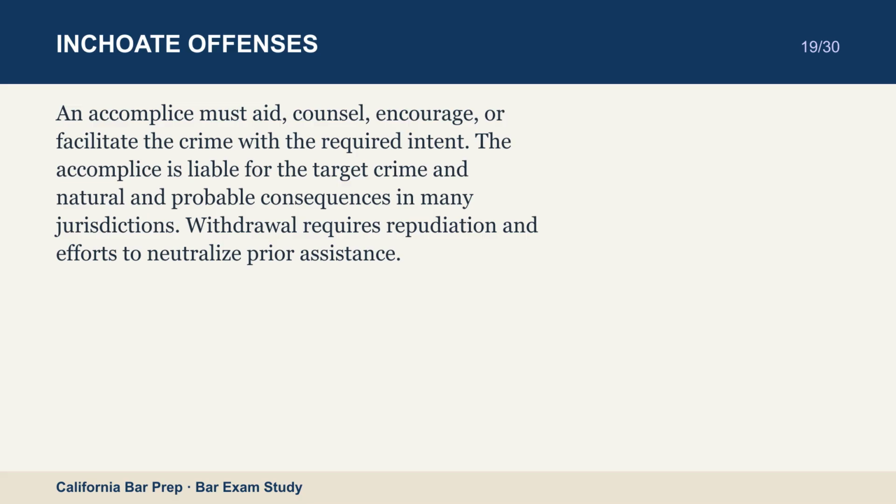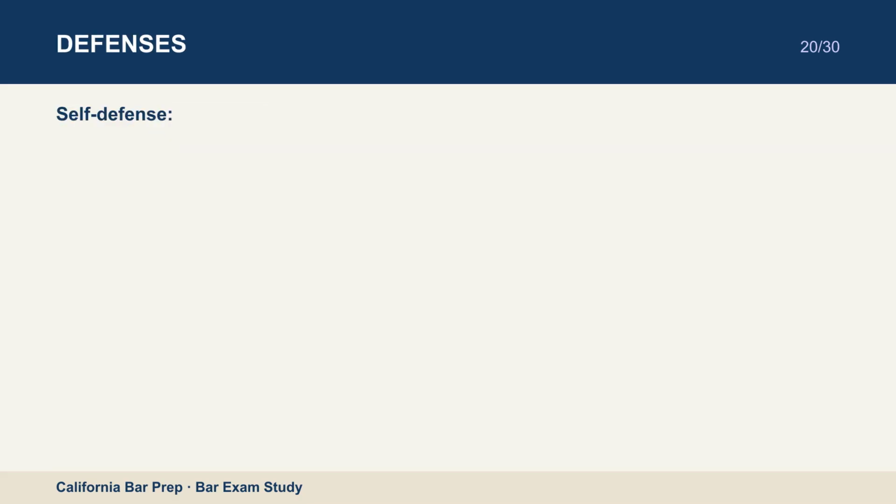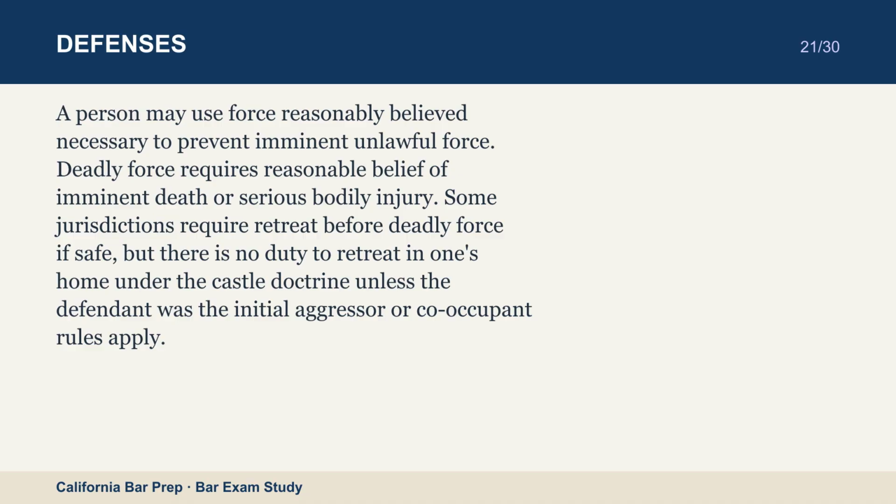Self-defense. A person may use force reasonably believed necessary to prevent imminent unlawful force. Deadly force requires reasonable belief of imminent death or serious bodily injury. Some jurisdictions require retreat before deadly force if safe, but there is no duty to retreat in one's home under the Castle Doctrine unless the defendant was the initial aggressor or co-occupant rules apply.